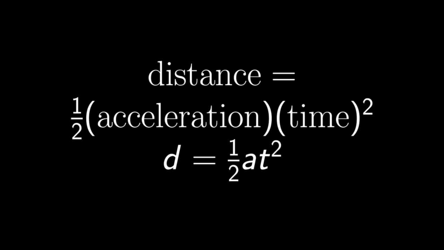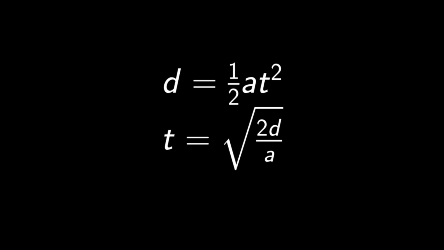And as we saw previously, the distance is 1/2 times the acceleration times the time squared, or d equals 1/2 at squared. And if we want to figure out how much time it takes to travel a distance d when you have an acceleration a, again, you just move things around. You move the 2 to be next to the d, so 2d. You move the a to be under the d, and then you have 2d over a, and you take the square root of both sides in order to have t equals the square root of 2d over a.